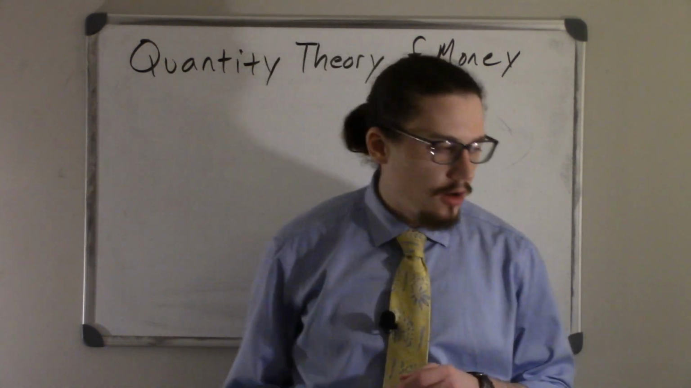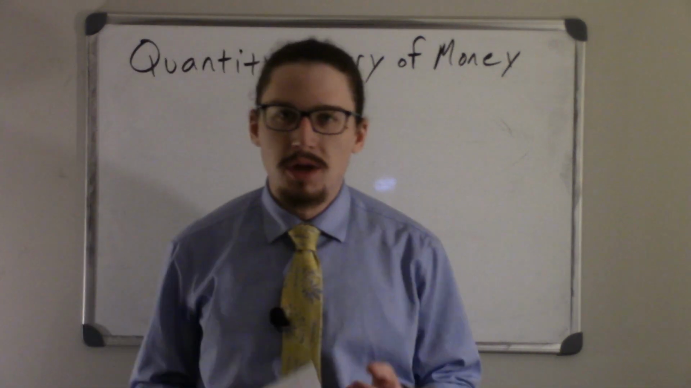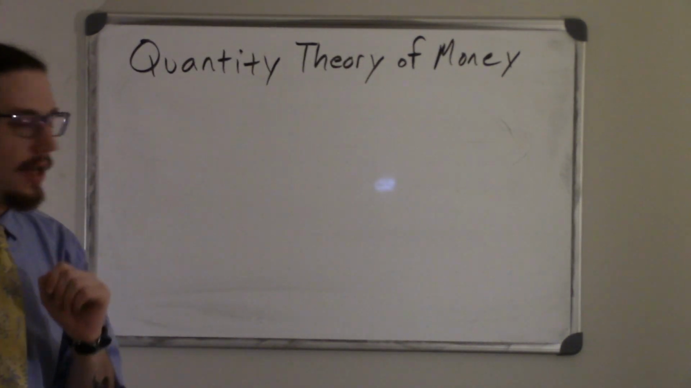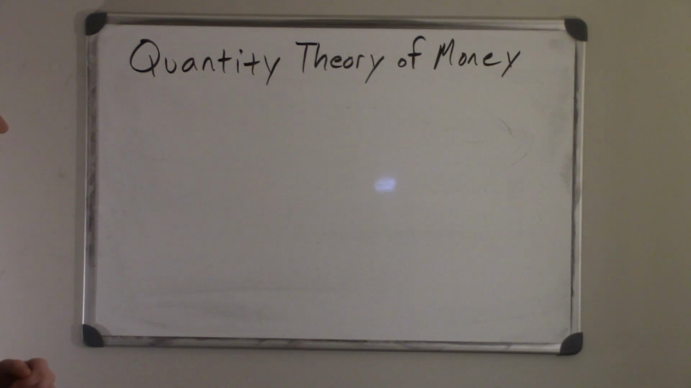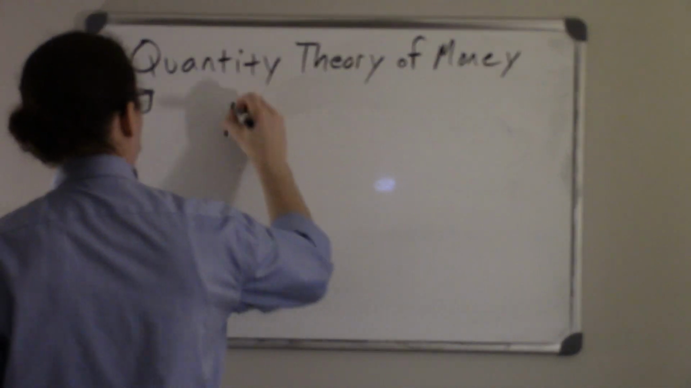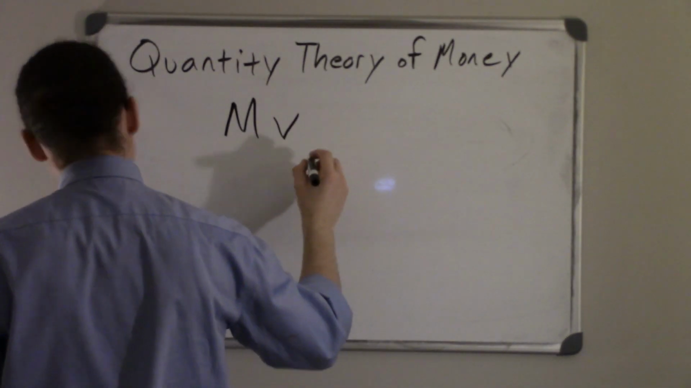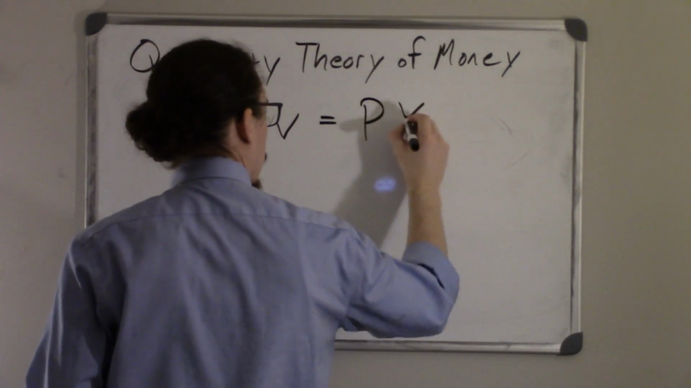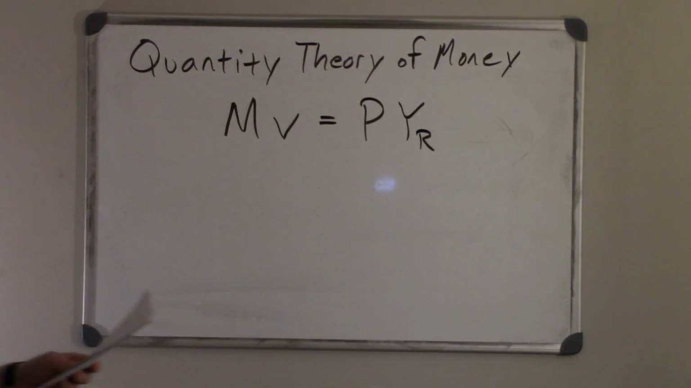In this video, we are going to continue talking about the concept of inflation. And we're going to do that by looking at the quantity theory of money. The quantity theory of money sets up a relationship between money, real output, prices, and what we call the velocity. And it's defined by this equation: M times V equals P times YR. This is the formula that defines the quantity theory of money.